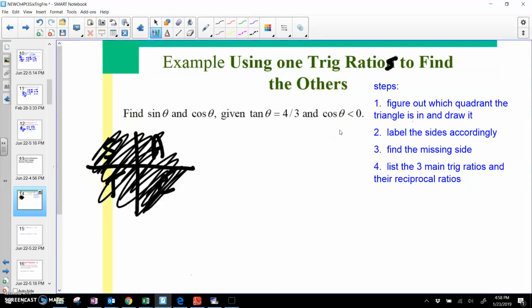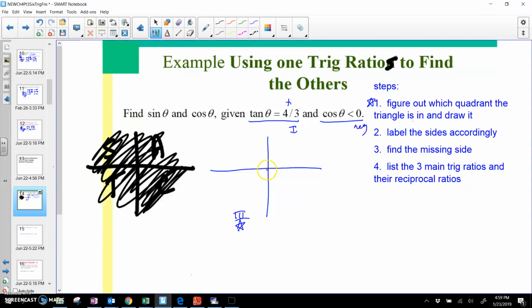So we're going to find just sine and cosine, which is nice, given that the tangent is 4/3 and that cosine is less than 0. The key for this section is that you'll be given 2 pieces of information, and that helps you determine the quadrant. So your first step is to draw out the quadrants, and you're focusing on positive or negative. Since tangent is positive, I know that has to be either quadrant 1 or 3. Since they're saying cosine is less than 0, that's like saying it's negative, which cosine is negative in quadrant 3. So quadrant 3 is where I'm going to draw my triangle.